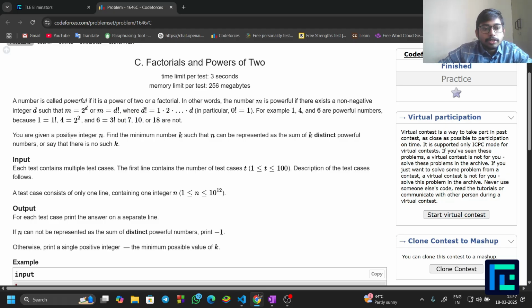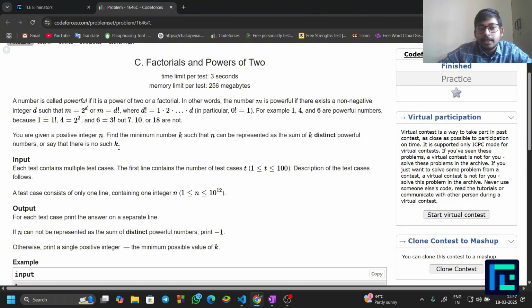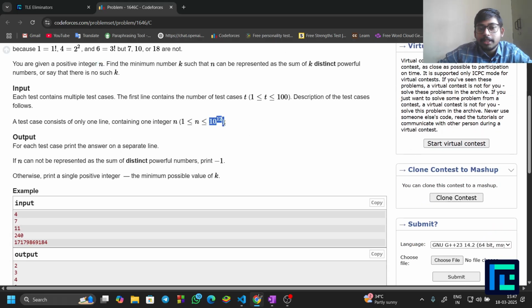So you are given a positive integer n. Find the minimum number k such that n can be represented as the sum of k distinct powerful numbers, or say that there is no such k. So either if it is a power of 2 or a factorial, then it is a powerful number. We need to form n using k distinct powerful numbers such that we minimize k, the sum of which would be n. Here, n is given up till 10 to the power 12.